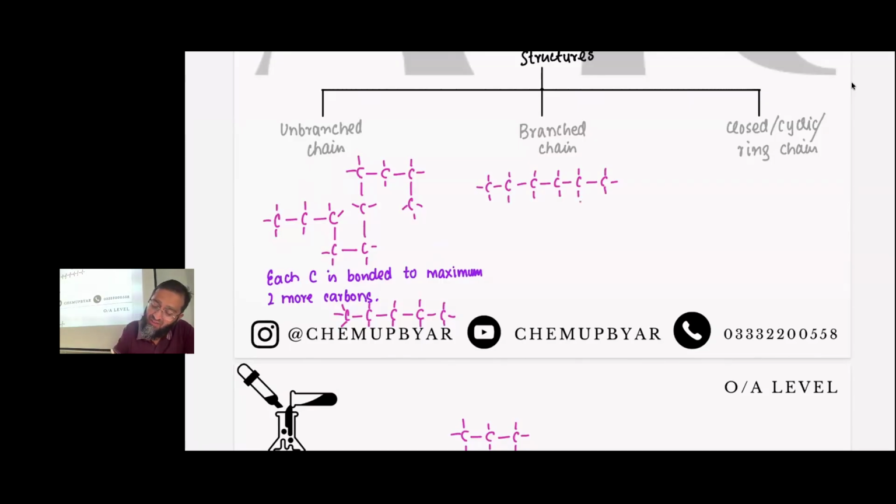But for example, if I put a carbon over here, this carbon is now bonded to three carbons. That makes it a branched structure. So that is the rule to identify a branched structure. There must be at least one carbon which is bonded to a minimum of three carbons. In some cases, a carbon can be bonded to four carbons or more. For example, like this. Is this clear?